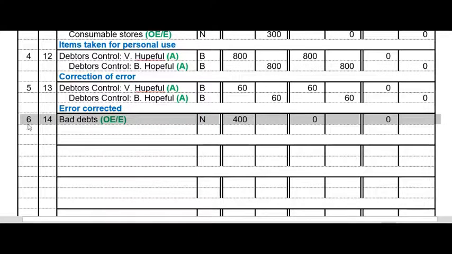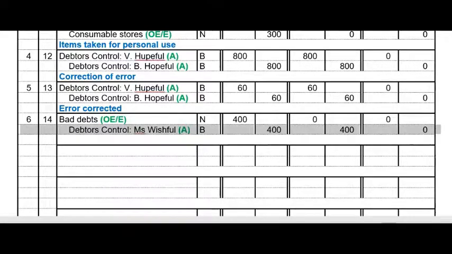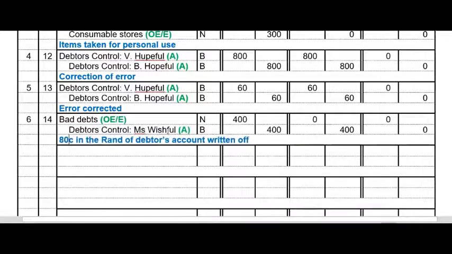So it's journal voucher number 6 on the 14th. Bad debts is an expense. That's debited. The debtors control account of Miss Wishful is credited, and you say 80 cents in the Rand of debtors account written off.